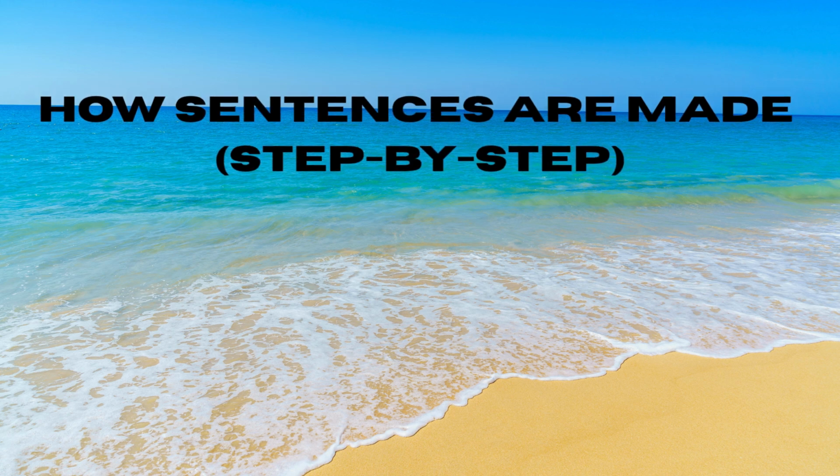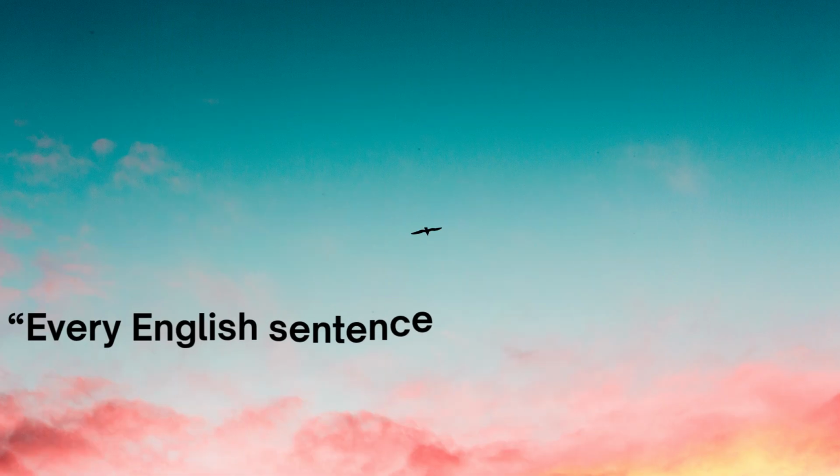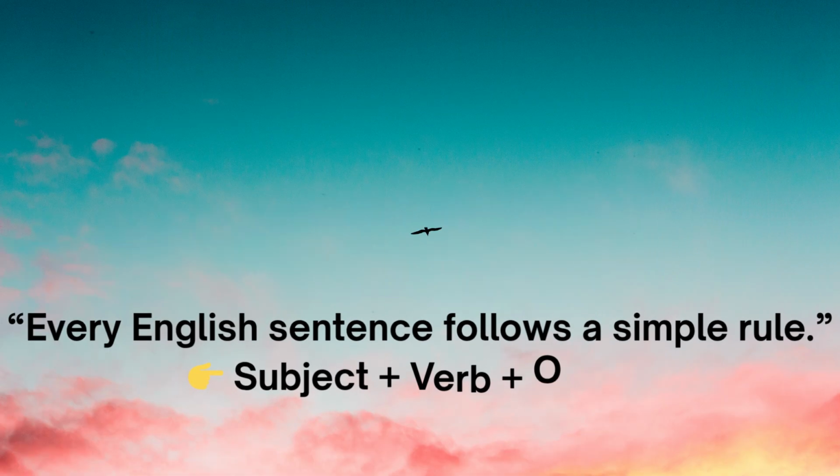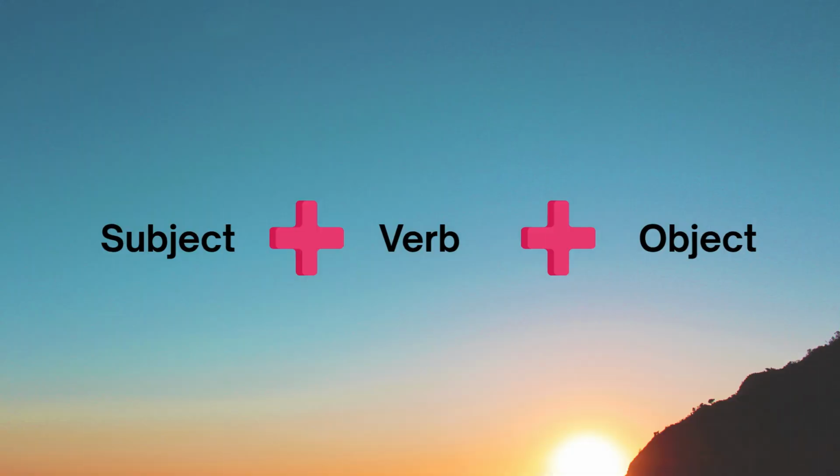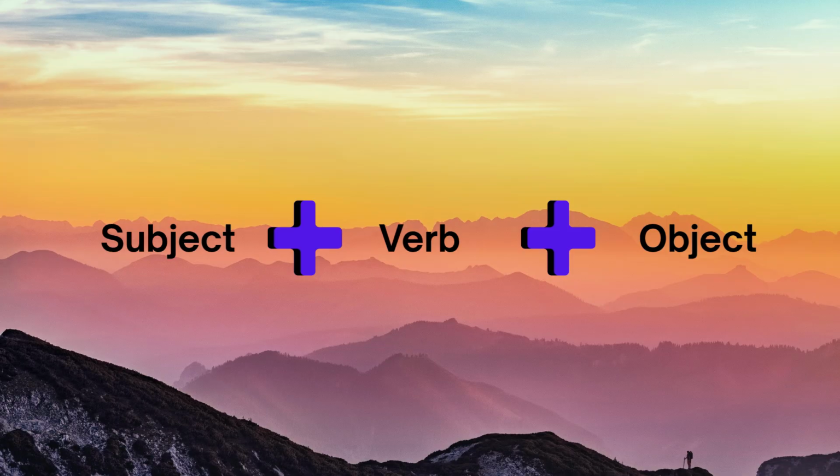Today, you will learn the secret formula to make correct English sentences. Every English sentence follows one simple rule. Subject, verb, object. Say with me, subject, verb, object. This is the key to speaking English.